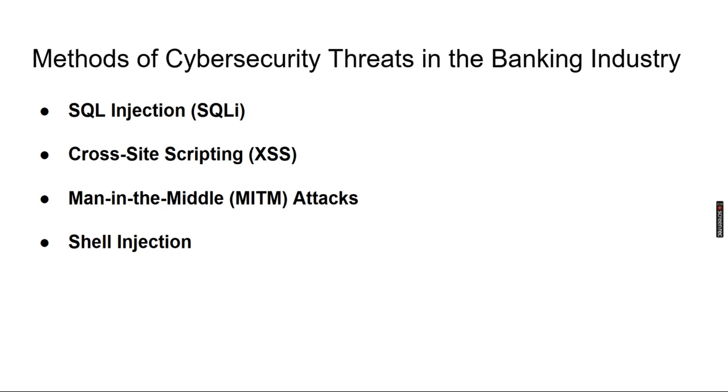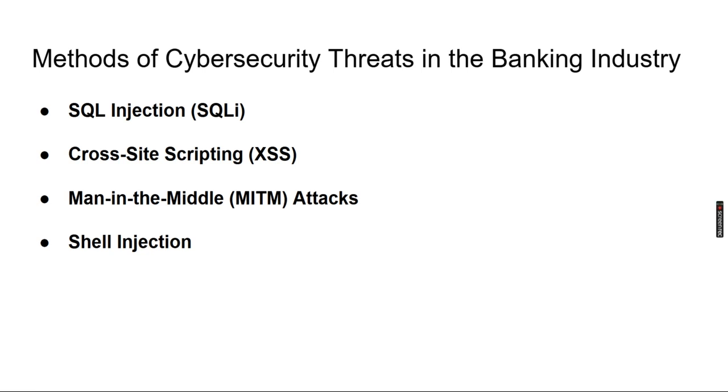So let's talk a bit of an overview about each of them. SQL injection occurs when attackers insert malicious SQL code into input fields, and it allows them to manipulate the database and access sensitive data, like through the login process. Cross-site scripting allows attackers to inject malicious scripts into web applications, which are then executed in the user's browser, and it could potentially steal session cookies or credentials.